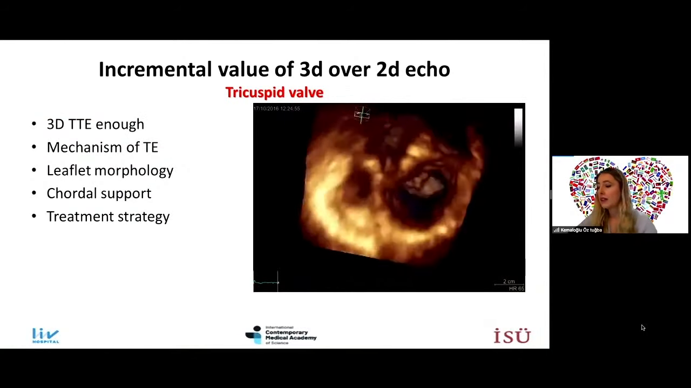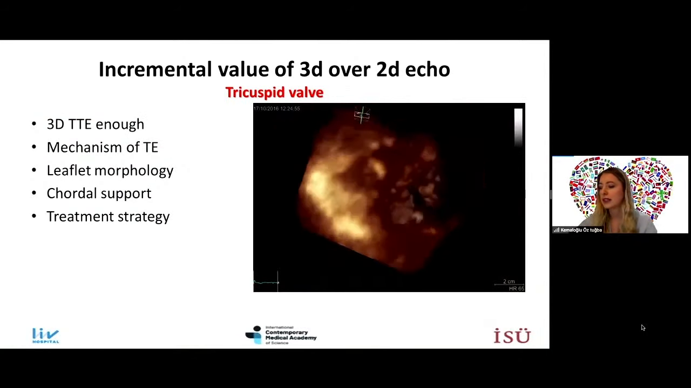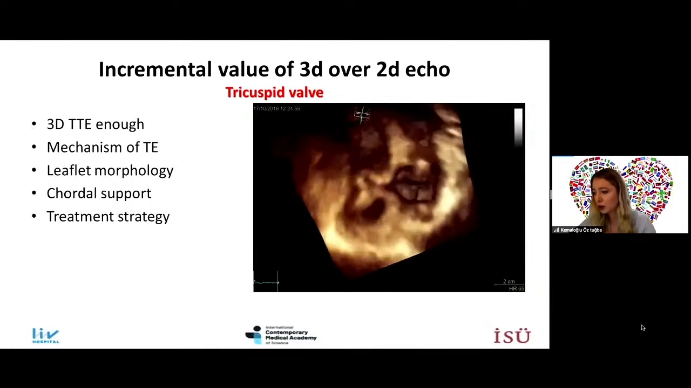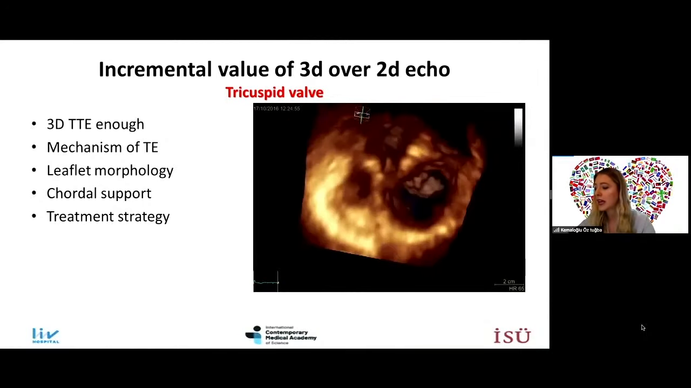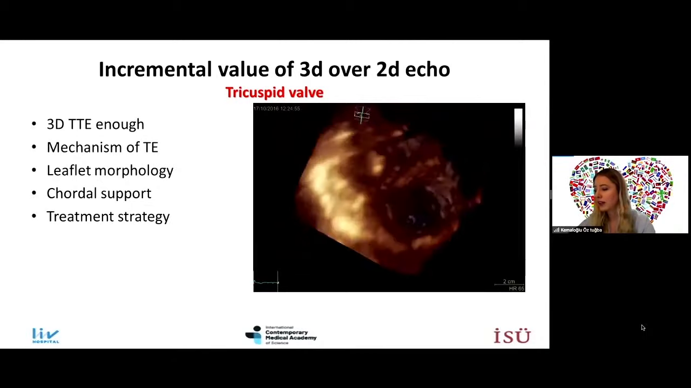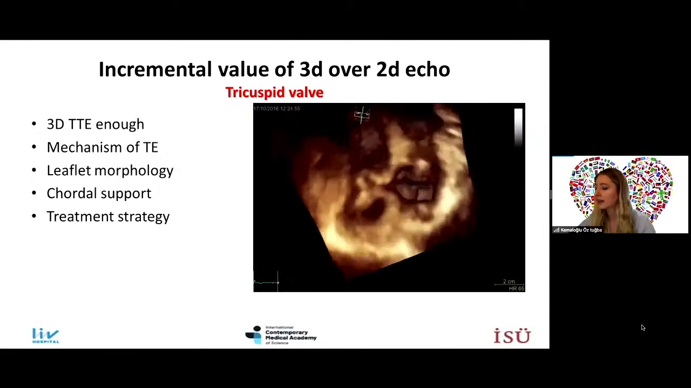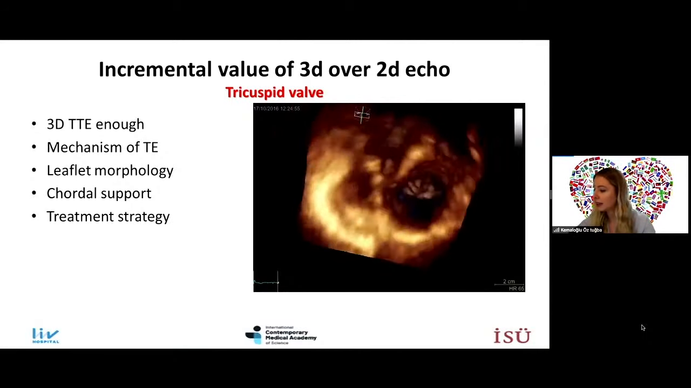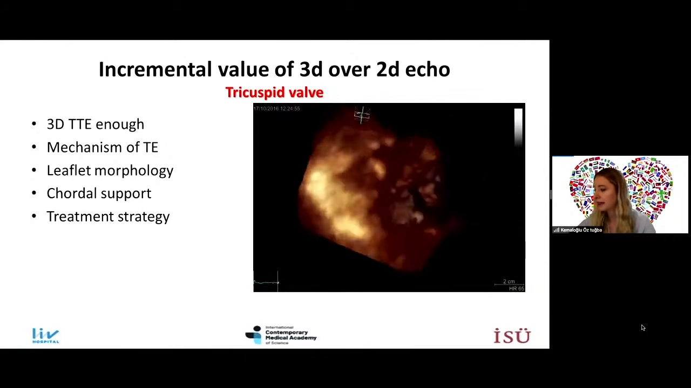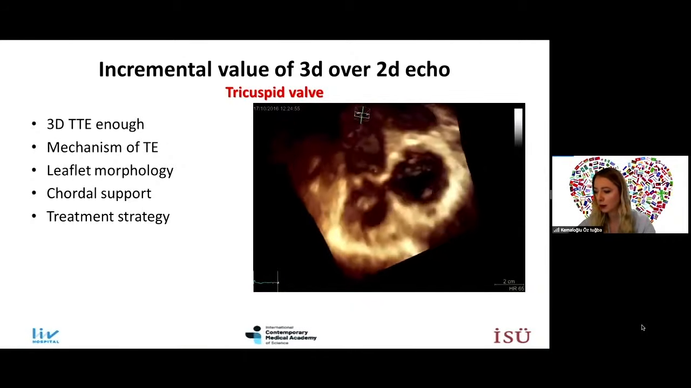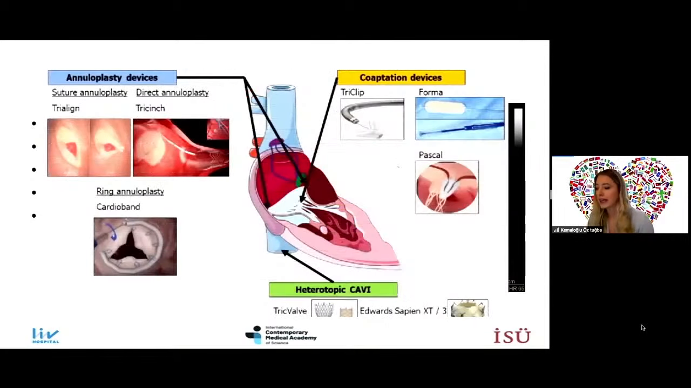We don't mind the tricuspid valve as much as the mitral valve. It's also so important, and the good news is transthoracic echo is really very enough for evaluation of the tricuspid valve. If we understand the valve completely, better than a surgeon, we find the right treatment option. Also, there are many percutaneous treatment strategies for the tricuspid valve, such as annuloplasty devices, coaptation devices, heterotopic valves, percutaneous valves.